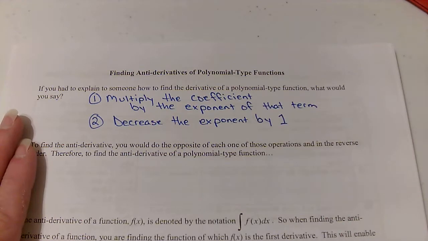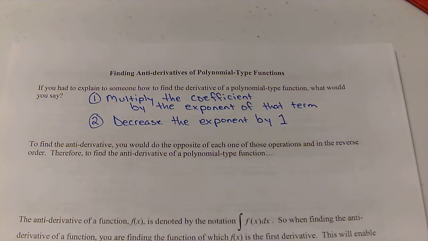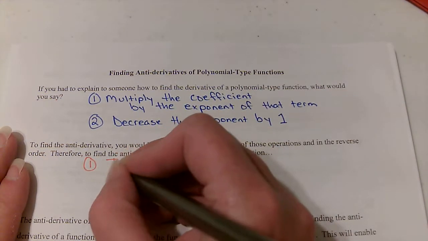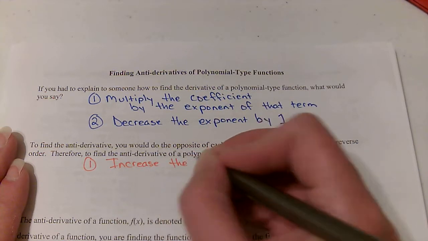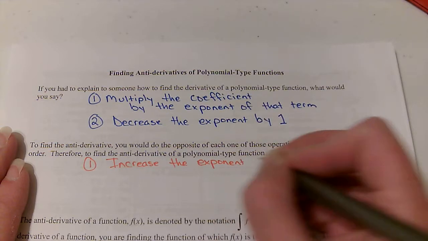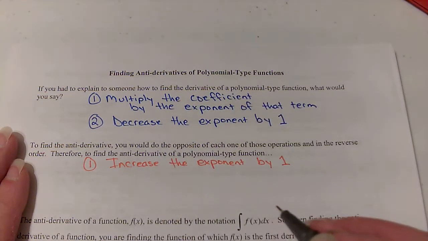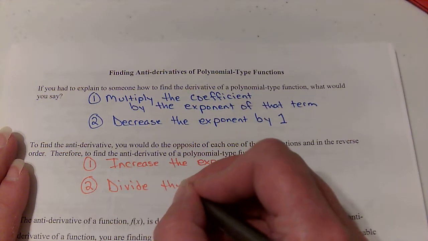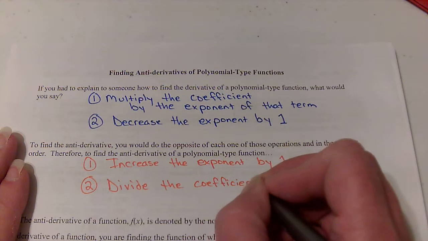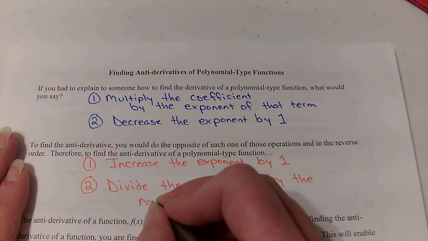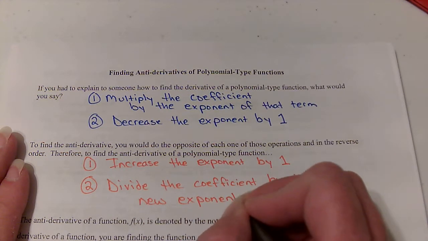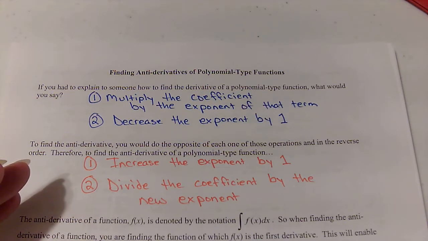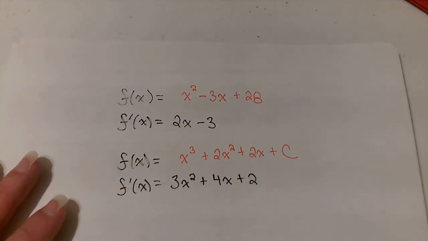So the opposite of those actions would be, if we're going backwards, the opposite of decreasing by 1 is to increase the exponent by 1. And the opposite of multiplying by the exponent would be to divide the coefficient by the new exponent. Let's see if that works on the ones we're looking at. So if I follow those rules, increase the exponent by 1, then divide by the new exponent. Let's see if that applies.